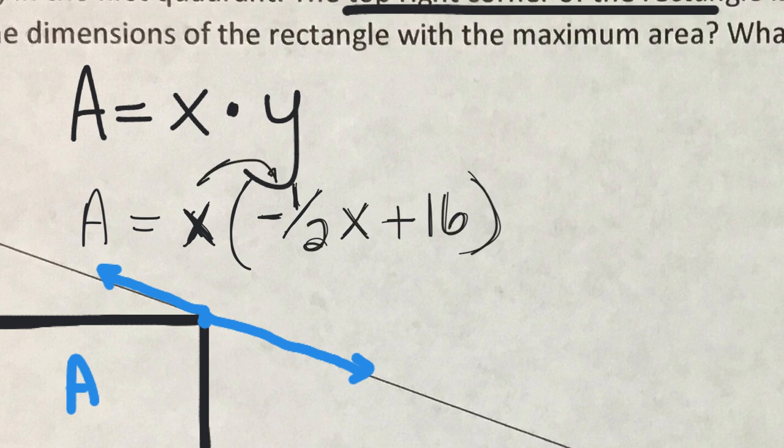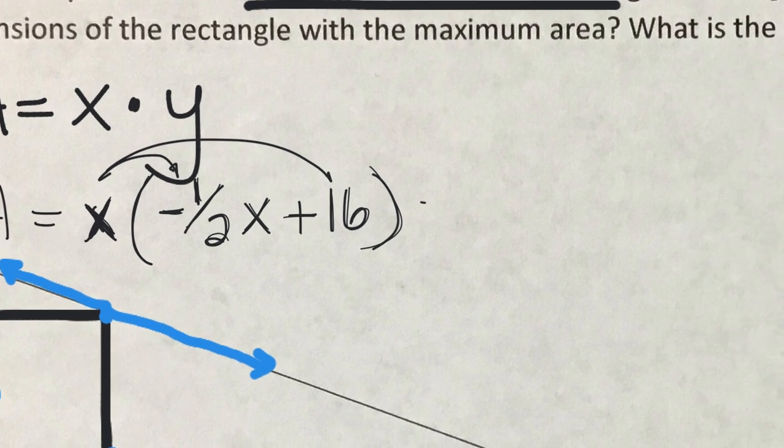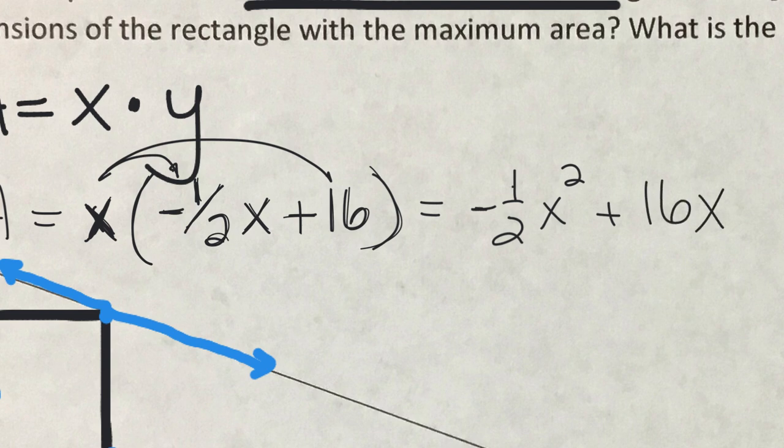So when I distribute, I get this as my quadratic, negative 1/2 x squared plus 16x. Okay, now this is in standard form, so I'm going to have an a value of negative 1/2, and I'm going to have a b value of 16. Okay, just because the squared term comes first. The squared term is always your a value for your formula. Okay, so let's get to doing that.